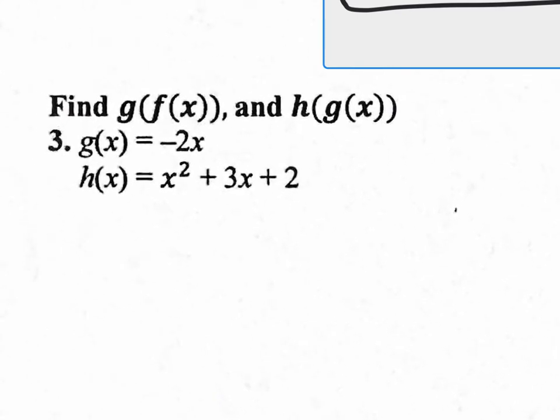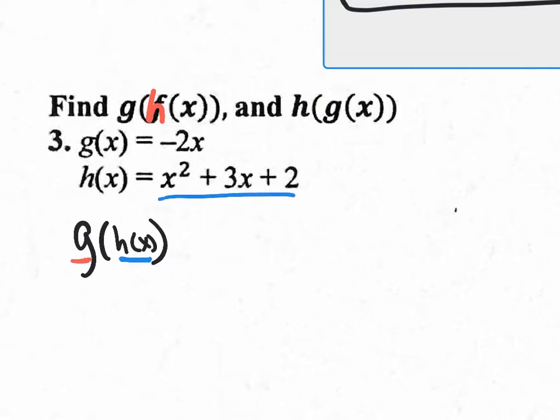They want us to find g of f of x and h of g of x. And there's a typo on that one, I'm sorry. This one should say g of h of x and h of g of x. I want you to plug one into the other and then the other way around. So let's do g of h of x, which means we're going to plug the h function into the g function. So we're going to take the h function and plug it into this x of the g function.